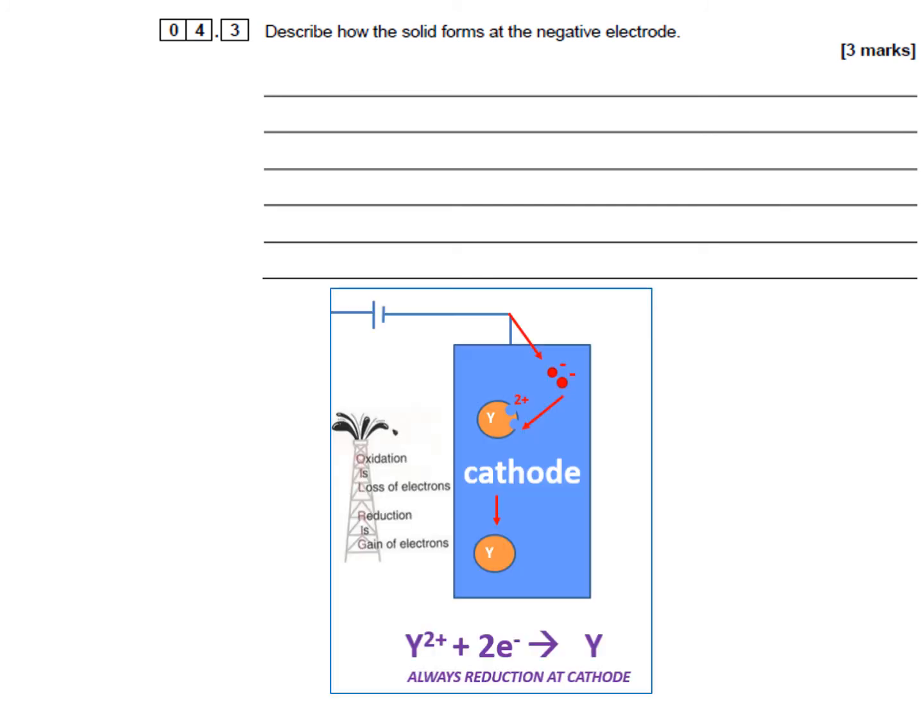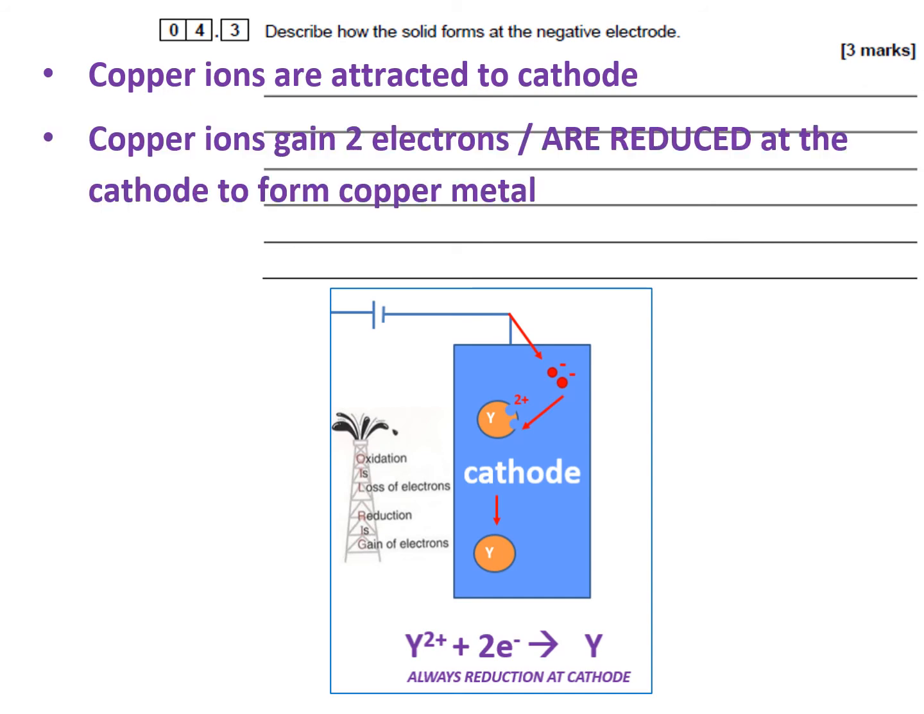How does the solid form at the negative electrode then? Well, there's our process. We start off with copper ions attracted towards the cathode, where they gain electrons, they are reduced, and they deposit copper metal on the surface of the electrode, so the copper plating process. You need to have those 3 steps to get your 3 separate marks.